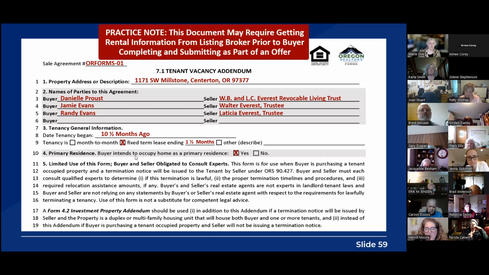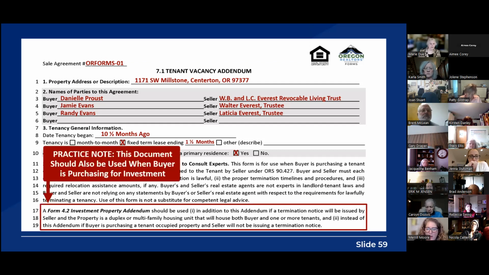Primary resident: buyer intends to occupy home as a primary residence. In this particular case, it is yes. So make sure that you fully understand that if it's not, we're going to be doing a different form. If it's no, the 4.2 investment property addendum should be used. That's a little bit different, because it will take you to investments, talk about the estoppels that need to be done, and it isn't going to be owner occupied. The rules are very different having to do with that.